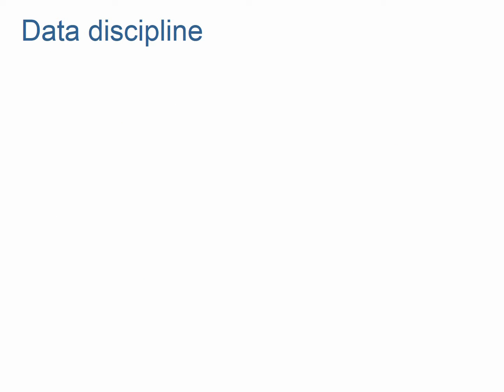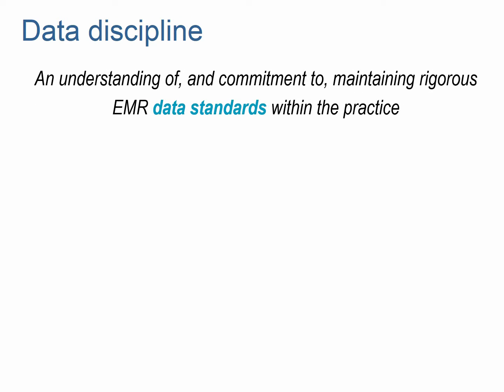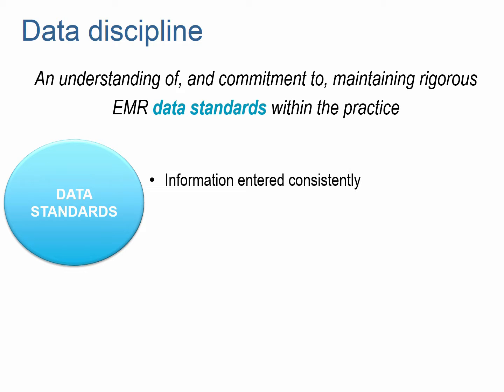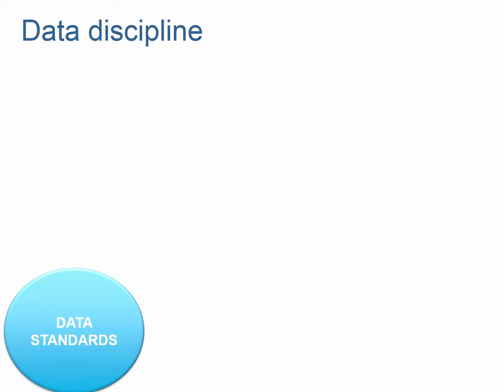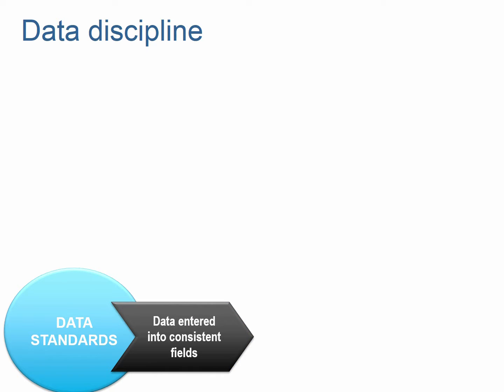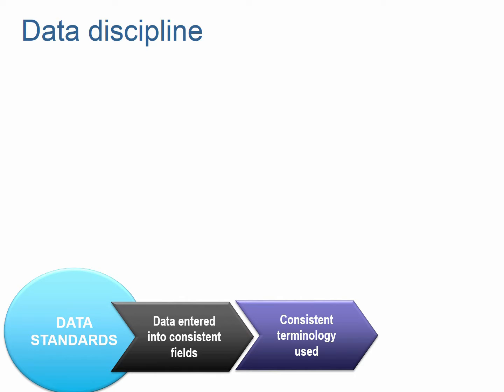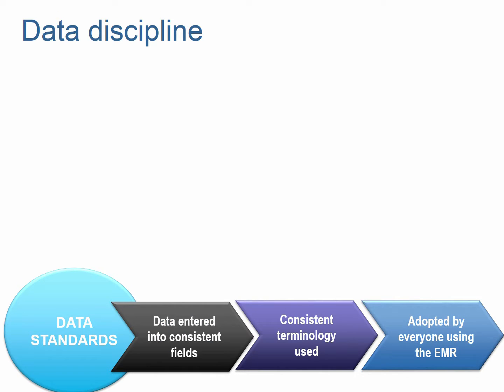So what do we mean by data discipline? Well, we've defined it here as an understanding of and commitment to maintaining rigorous data standards in the EMR within the practice. Okay, fine. But then what do we mean by data standards? Well, this refers to the data entry practices used in your clinic. Specifically, we're talking about making sure that information is entered consistently into all patient records so that ultimately we can create meaningful reports. This requires that we enter data into consistent fields, use consistent terminology, and most important, for data standards to work, they have to be adopted by everyone using the EMR.